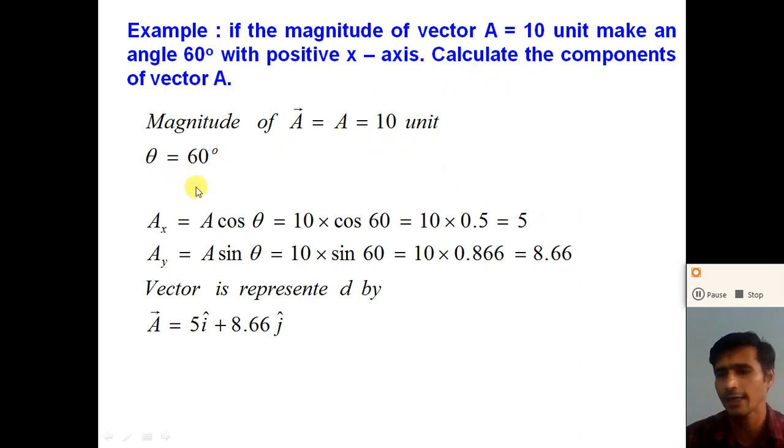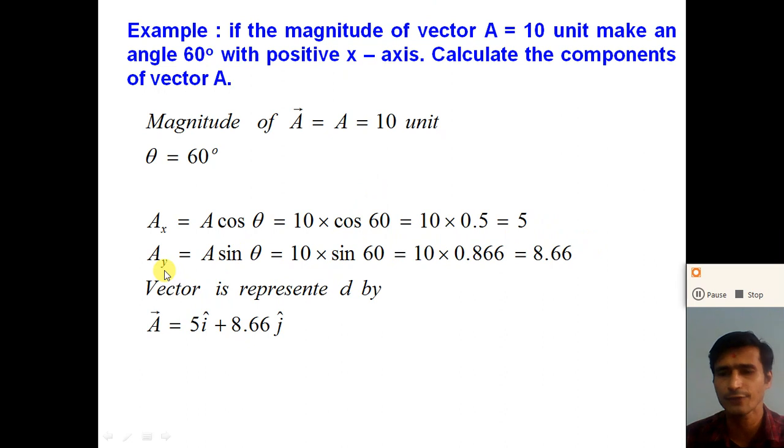So how can we find the x component of the vector? ax is equal to a cos theta, where a is the magnitude of the vector, so 10 into cos 60. How can you find cos 60? You can find the value of cos 60 from the trigonometry table. See the previous video, lecture number 4, for how to find the trigonometry values. From the trigonometry values, cos 60 is equal to 0.5. So 10 multiplied by 0.5 gives the answer 5. So the x component of the vector is 5.